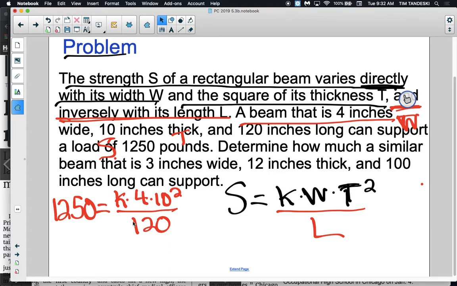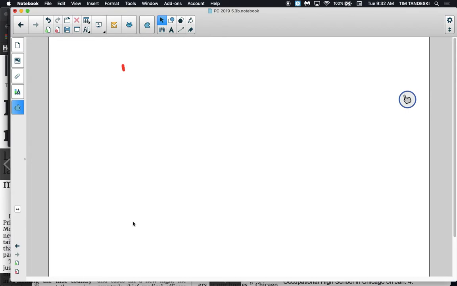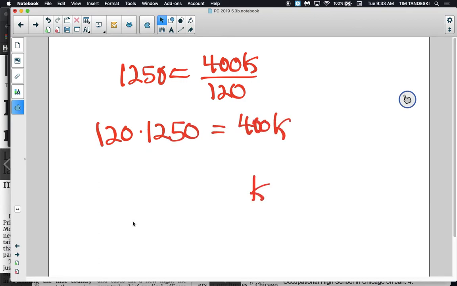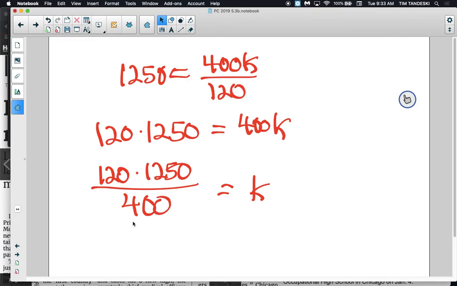So I'm going to add a page here, go to the next page. I'm going to get 1250 equals 400K divided by 120. We'd want to multiply both sides by 120, and then we would want to divide by 400. So we're going to get K equals 120 times 1250 divided by 400. I can calculate that real quickly. 120 times 1250 divided by 400 is 375. So K comes out to be 375.